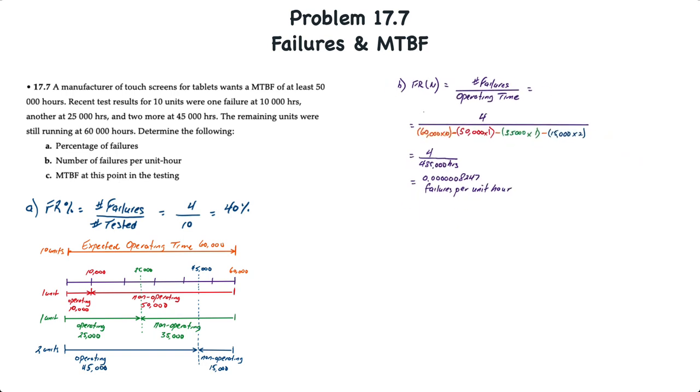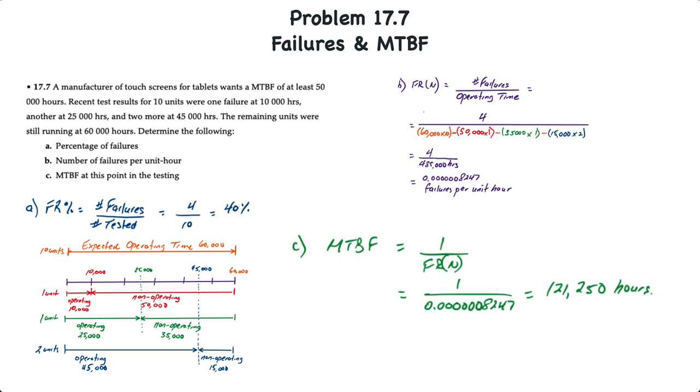That's a really small number and somewhat meaningless when we look at it, which is why we have mean time between failures, or MTBF. The mean time between failures is equal to the reciprocal of the number of failures per unit hour, or 1 over FRN. So if we take 1 over the number we just calculated, the mean time between failures is 121,250 hours. That's a little bit more meaningful to understand than 0.000, etc.